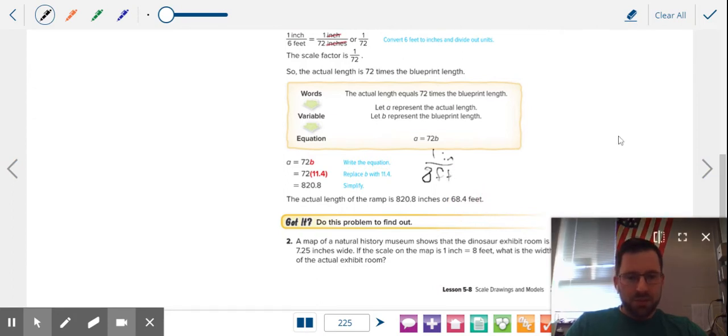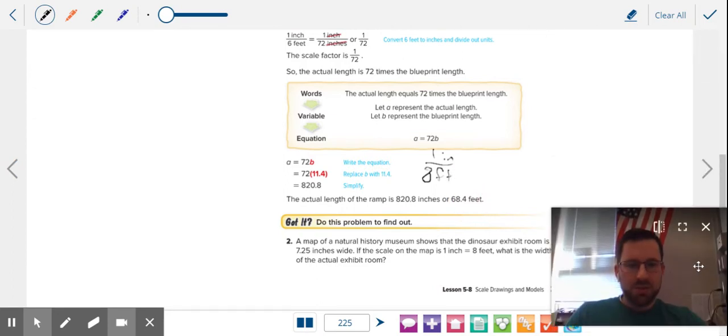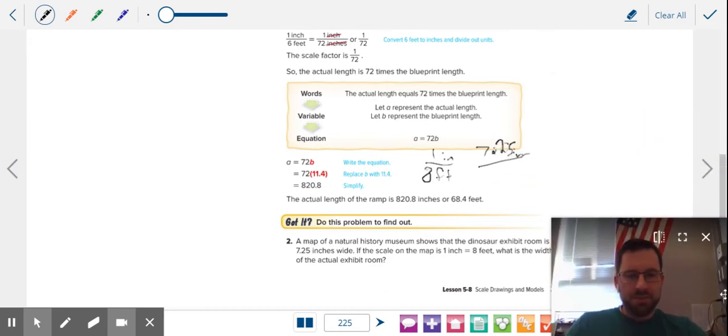The dinosaur exhibit in the room is 7.25 inches wide. So here's where we are setting up that proportion. Inches on top, looks like a colon. What is the width of the actual exhibit room? Okay, so we don't know. So this is where you cross multiply and divide. Actually, here you just have to cross multiply because it's a 1, which is actually nice. So 8 times 7.25 equals 58 feet. All right, and that's it.